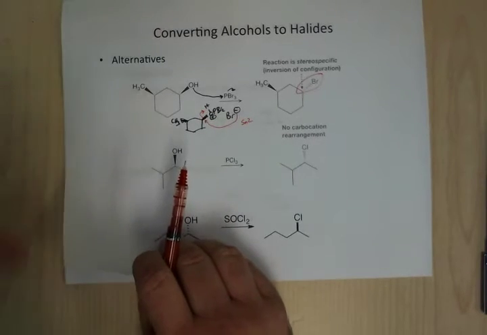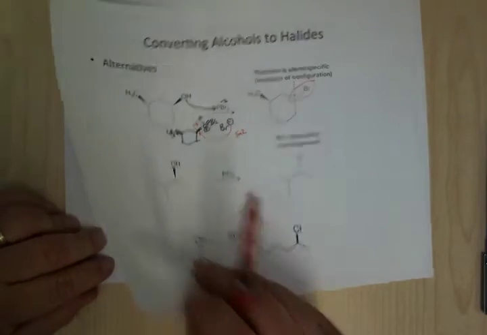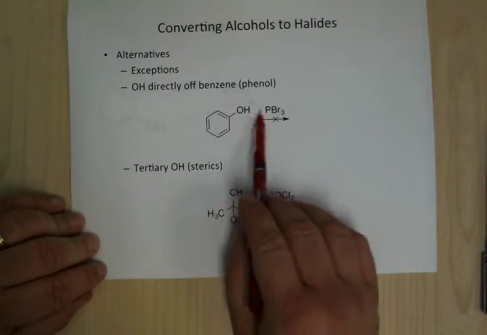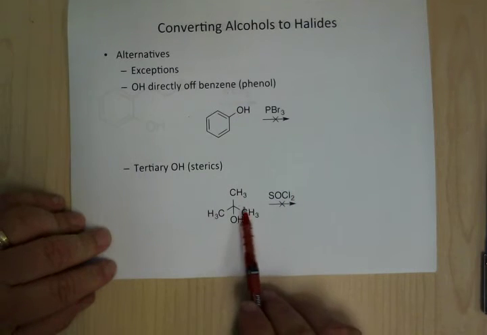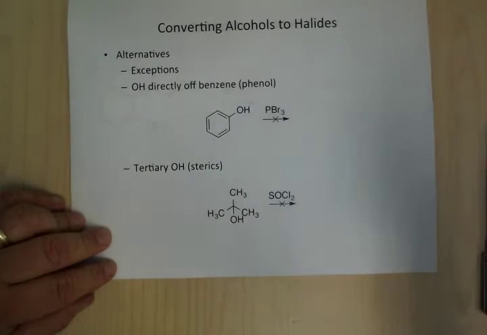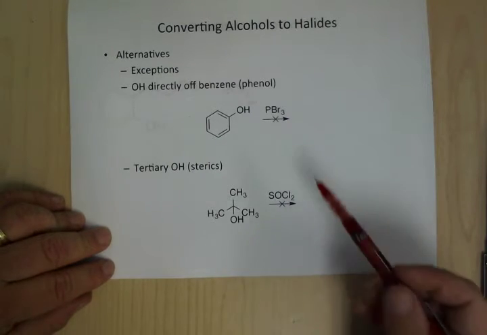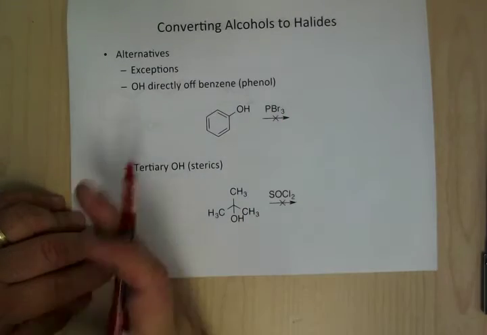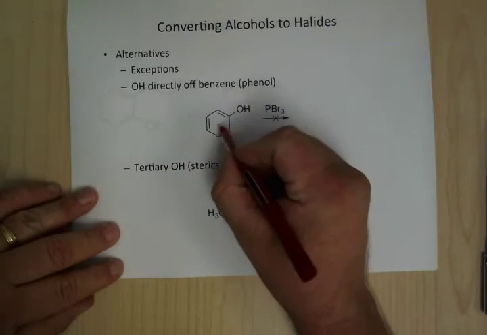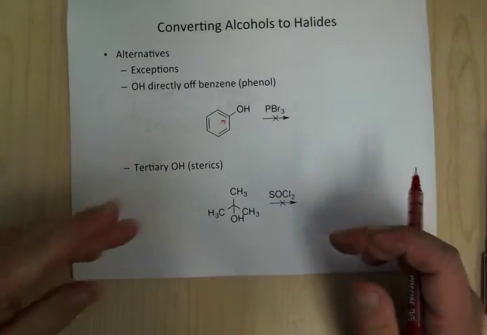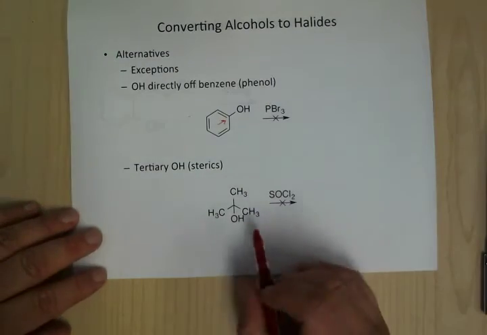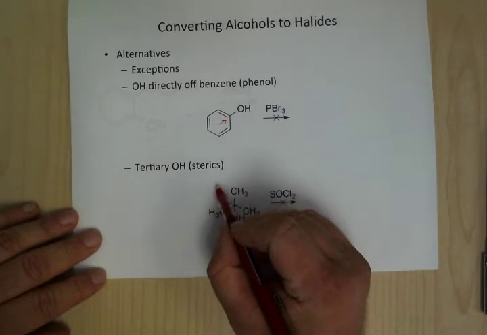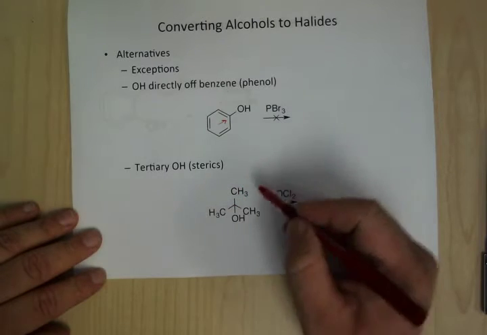You don't have to worry about the carbocation shifting around. There are a couple of caveats here. You can't do this reaction with a phenol, nor can you do it with a tertiary alcohol, because it involves an SN2 reaction to displace the leaving group with your halide. In order to do that, remember you need a backside attack, so you'd have to actually get inside the ring. And with tertiary alcohols, it's too sterically bulky to do the SN2 reaction.